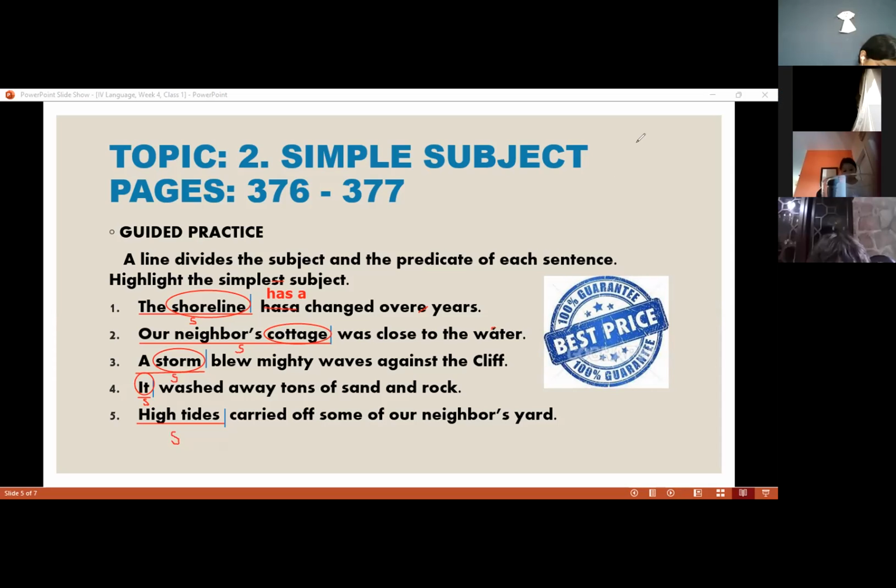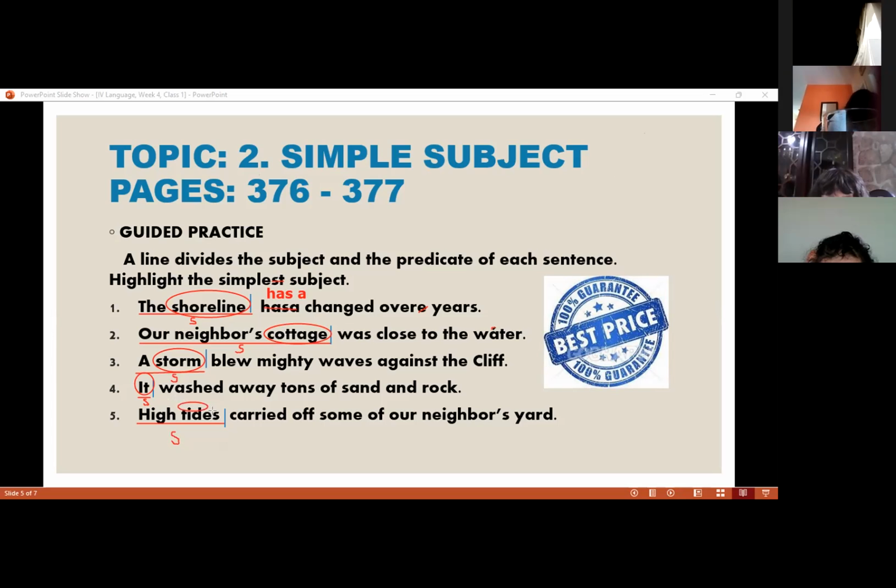We are saying high tides. High is like an adjective. We're describing how these tides are. They are high. So tide is the most important word. You can say tides carry off some of our neighbor's yard. Or you can say high tide. So tide is the simple subject in the sentence.